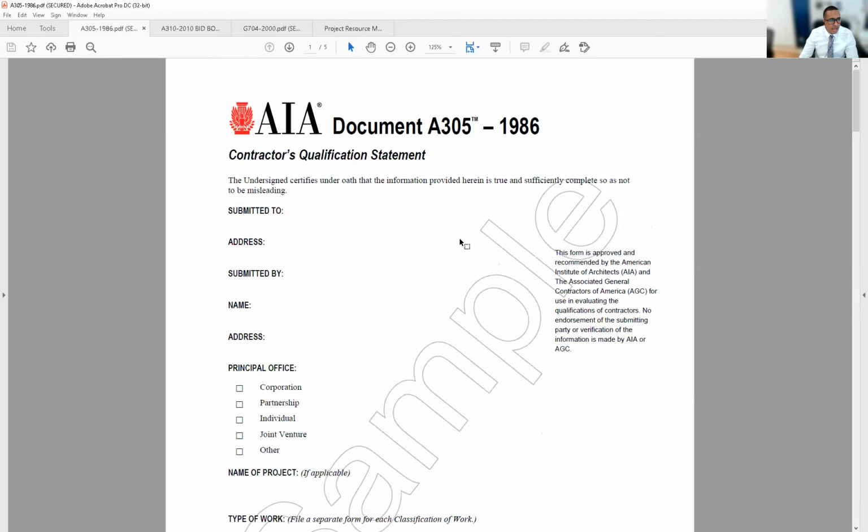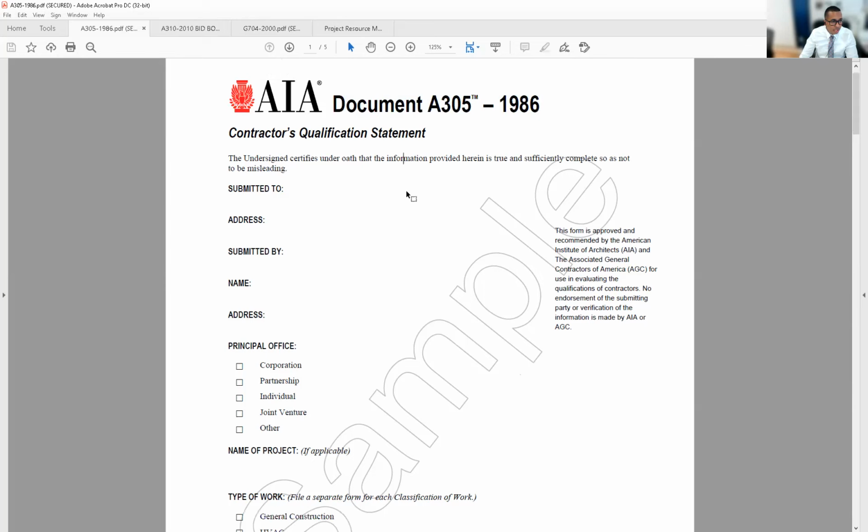It's the document A305. I'm not sure if there is any other version of it, but the 1986 is the one that I found. All of this is free on the AIA website. And it says, contractor qualification statement. The undersigned certifies under oath that the information provided herein is true and sufficiently complete so as not to be misleading. That statement is saying that you are what you say you are. You're not lying, saying things that you're not, and things like that.